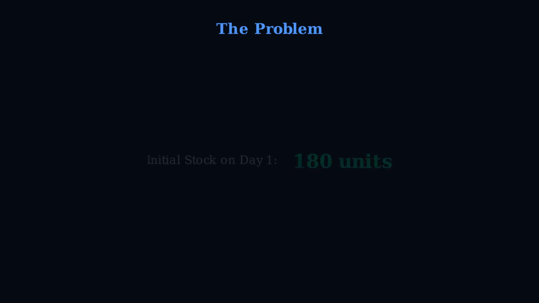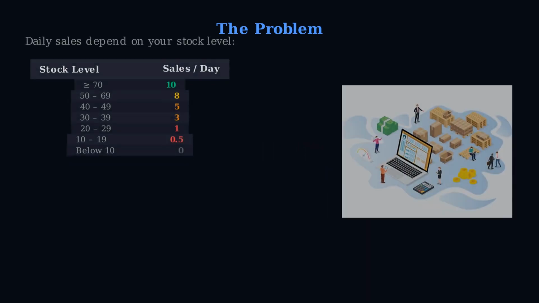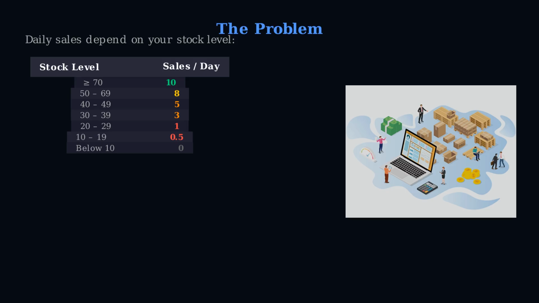You're managing a product. On day 1, you start with 180 units in stock. Here's the twist. Daily sales depend on how much stock you have. At 70 or more units, you sell 10 per day. Between 50 and 69, sales drop to 8. In the 40s, only 5 units. In the 30s, just 3. The 20s give you 1 sale. Teens give half a unit. And below 10, 0. Nobody buys from an empty shelf.